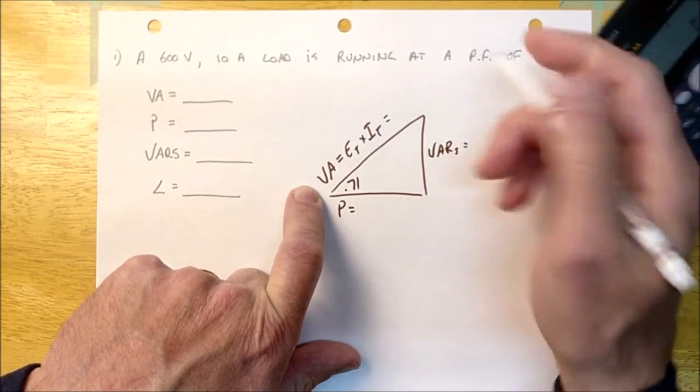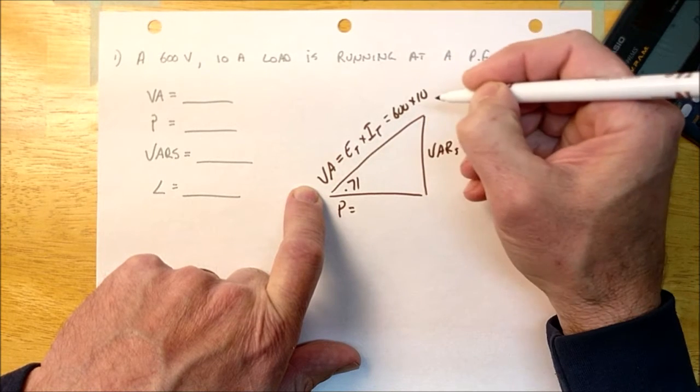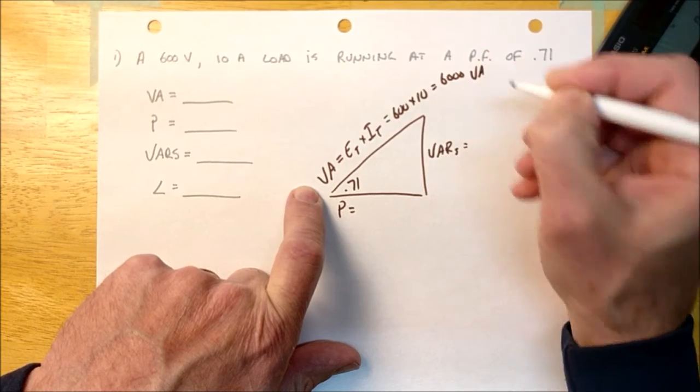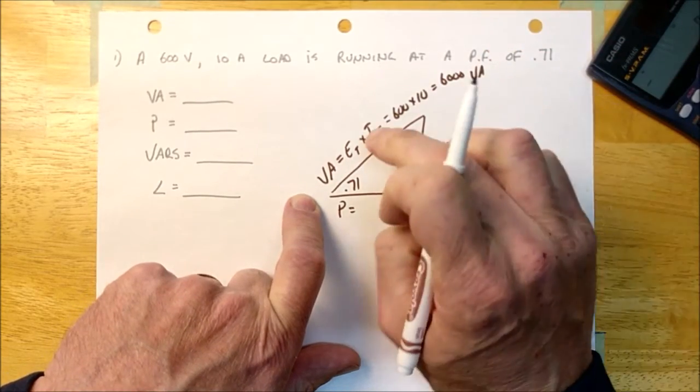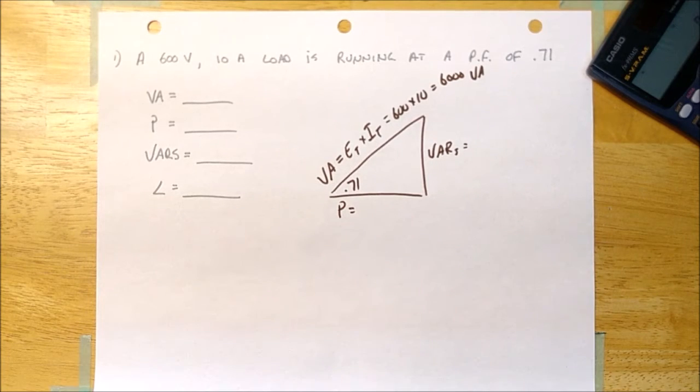E total is 600 volts and I total is 10. So this is going to be 6,000 volt amps. Okay, guys? So one side done. Now, next up, let's see if we can calculate the power in the circuit.